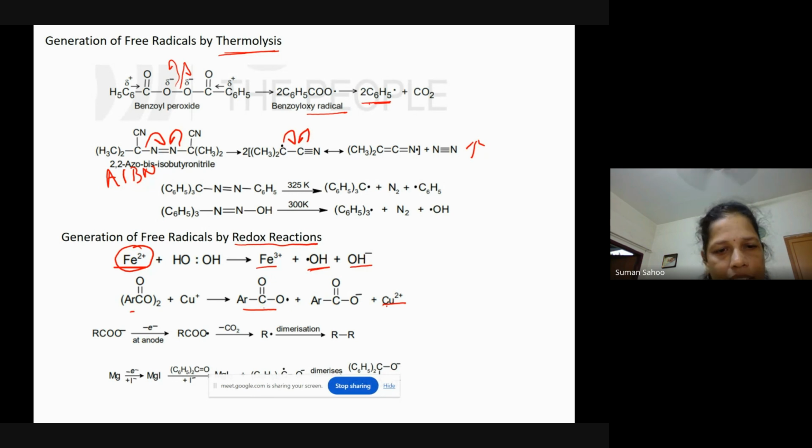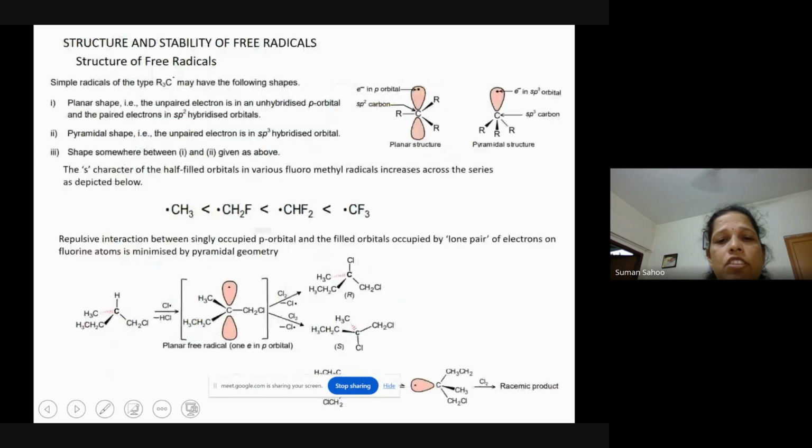Even through electrolysis you get radicals. When this acetate ion at the anode releases one electron, you get an acetate radical, which often undergoes removal of carbon dioxide, a very good leaving group. Carbon dioxide is released to give you R dot, which may undergo dimerization to give you R-R. So there are different methods for the generation of free radicals.